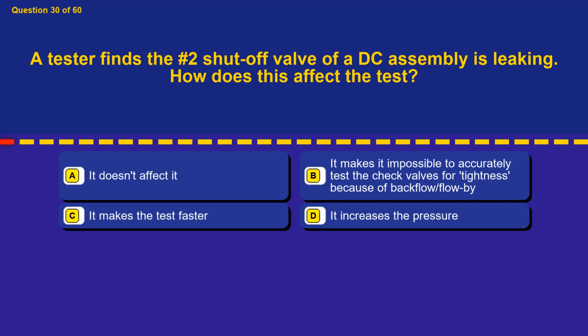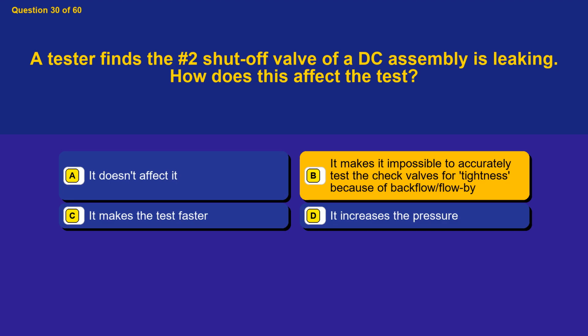Question 30. A tester finds the number 2 shutoff valve of a DC assembly is leaking. How does this affect the test? Option A, it doesn't affect it. Option B, it makes it impossible to accurately test the check valves for tightness because of backflow/flowby. Option C, it makes the test faster. Option D, it increases the pressure.